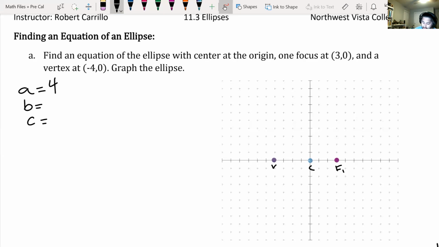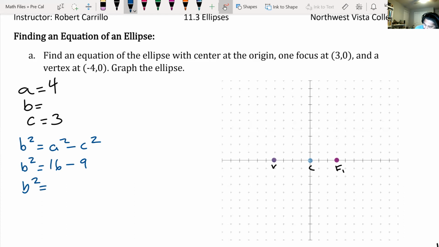And how many spaces is the focus from the center? 3. And now all we have to do to find b is use that formula. So we're going to use b squared equal to, what was it? a squared minus c squared. And b squared is going to be 16 minus 9. And b squared is going to give me 7. Therefore, my minor point is going to be at the square root of 7. And since we're graphing these, we're actually going to want to know the exact number. So what is the square root of 7?